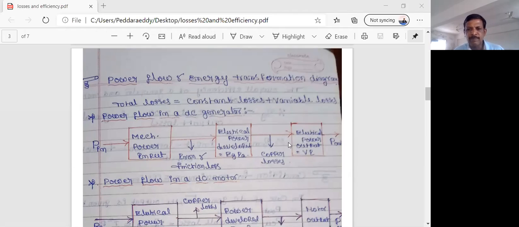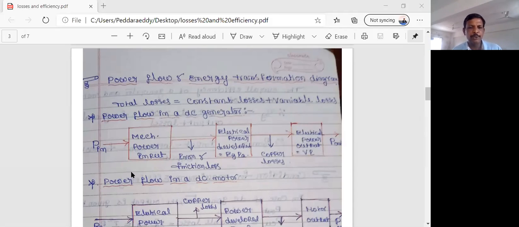Next after this, copper losses. When current flows through the copper winding, there will be copper loss. Electrical power developed in a DC machine minus copper loss, we get electrical power output. In a generator, the input is mechanical energy and the output is electrical energy. When we give mechanical energy, there will be iron and friction losses first. After that we get electrical power developed, EG IA. After that we get electrical power output, VI. This is the generator output.